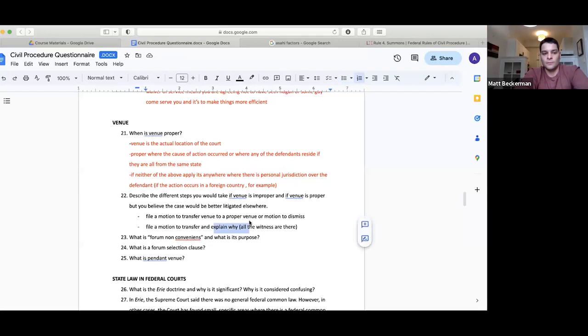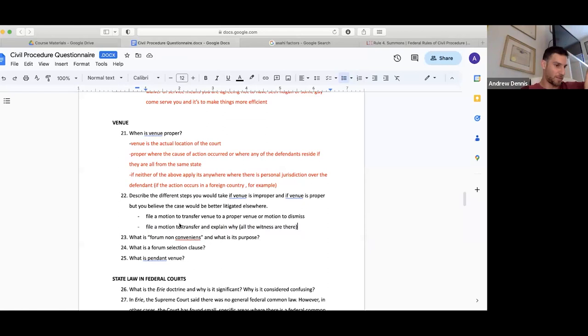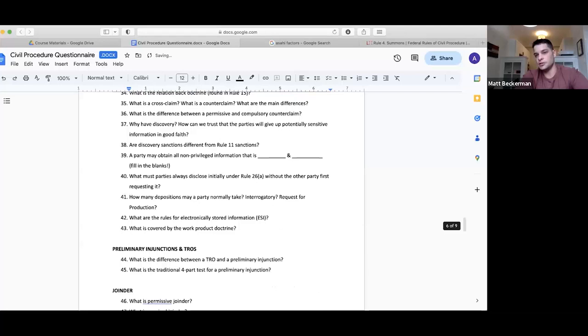That's a reason. Like, file the motion to transfer, even though venue's proper here. We're filing a motion saying, hey, we should transfer to a different venue, even though this venue's proper, because, for instance, all the witnesses are there. Even though Hawaii is proper, everyone lives in Tennessee, so it would make more sense to do it there.